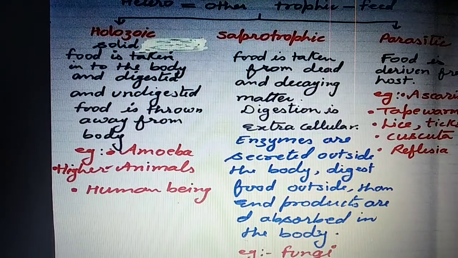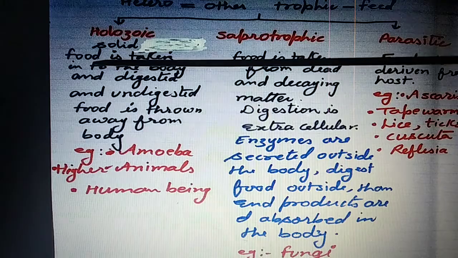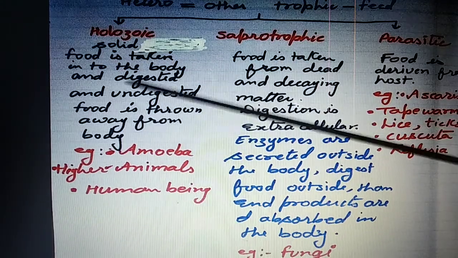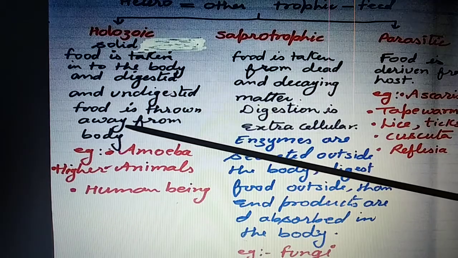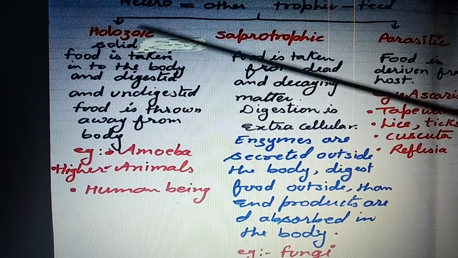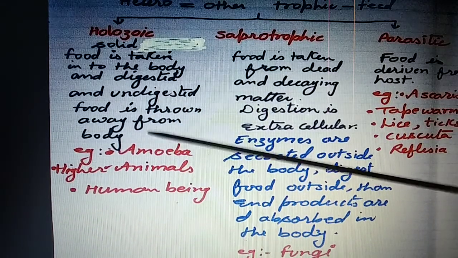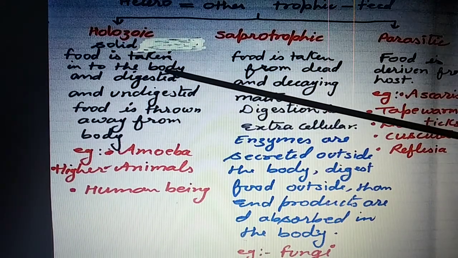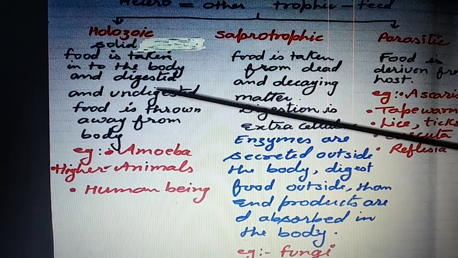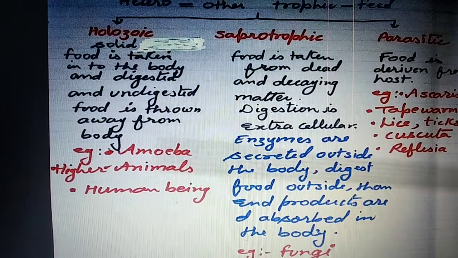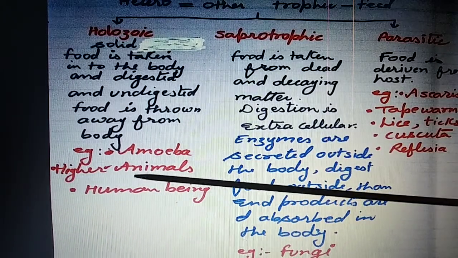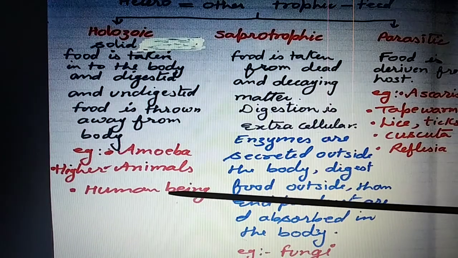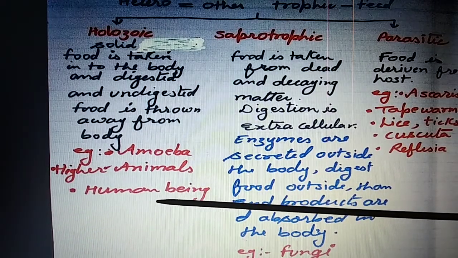Then see, solid food is taken in the body and digested, and then undigested food material is thrown from the body. This type of nutrition is called holozoic nutrition. It means solid food is taken inside the body, then it is digested, and then undigested food is thrown away. Example, amoeba, then second, all the higher animals, including human beings also.